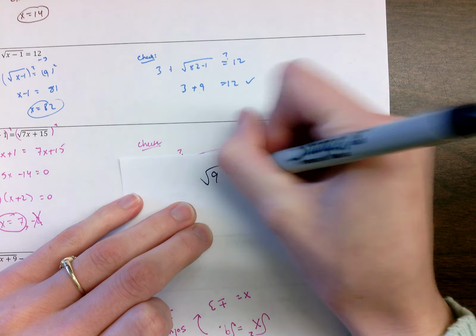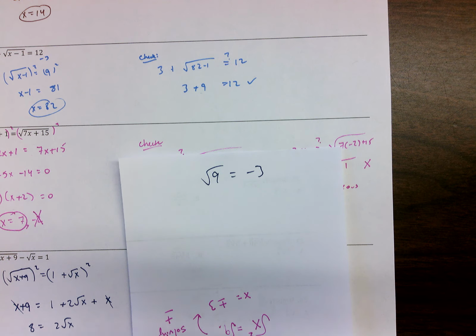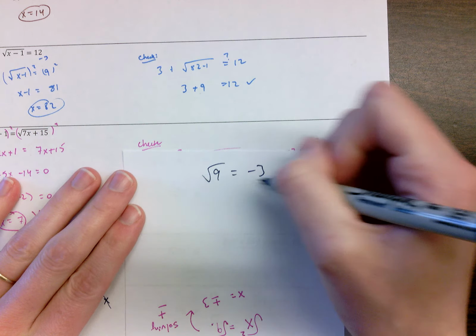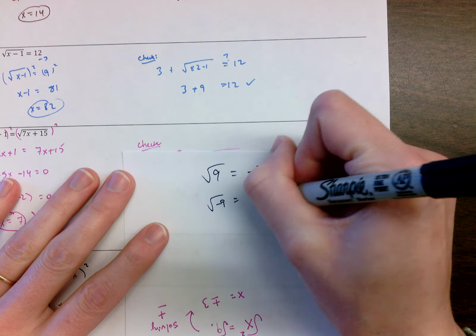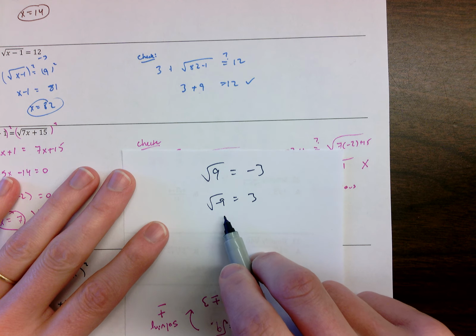If you had something like the square root of 9 equals -3, that'd be a cue that you're extraneous. And we talked about why just a minute ago, right? By default, this is understood to be positive. If you had something like the square root of -9 equals 3, that's also extraneous because you can't take a square root of a negative, right? That would be something imaginary.